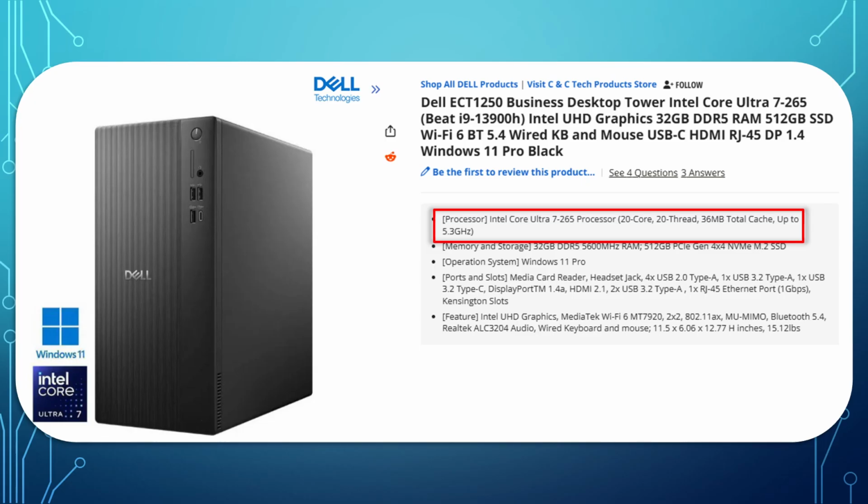You also might see the speed rating. In this case, our processor runs up to 5.3 gigahertz or 5.3 billion cycles per second. For most casual users, your processor specifications aren't as important as having a good amount of memory, but if you really want good performance because you're making movies or playing games, higher numbers are generally better.